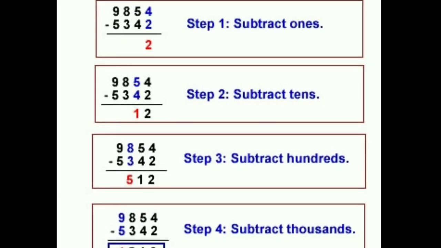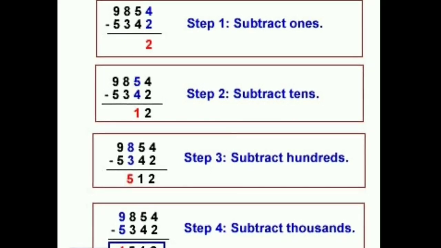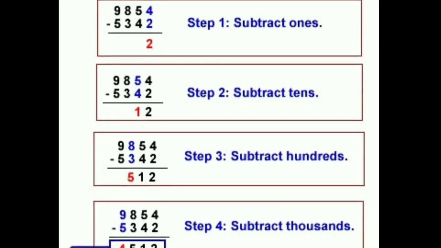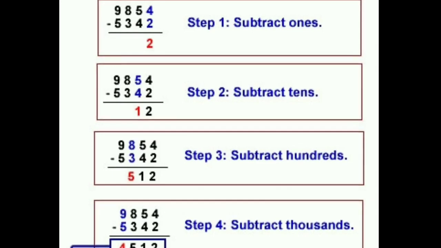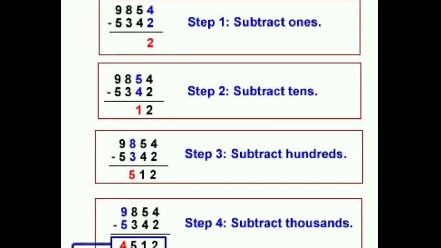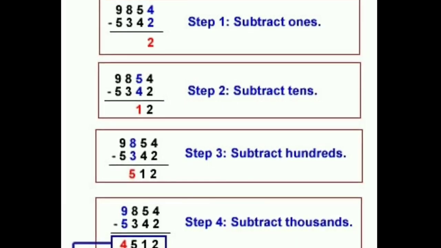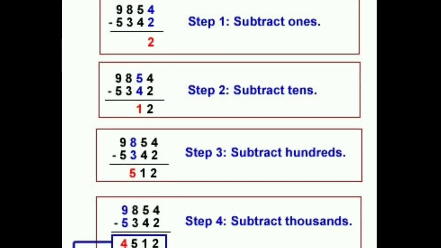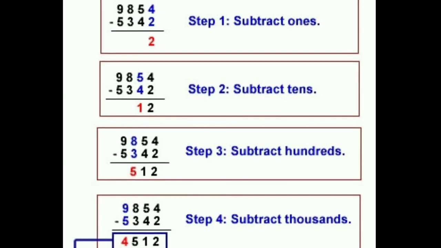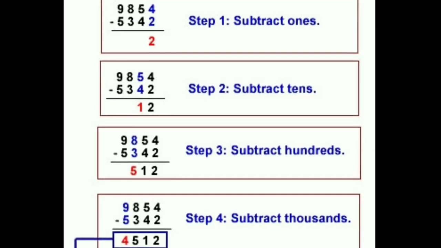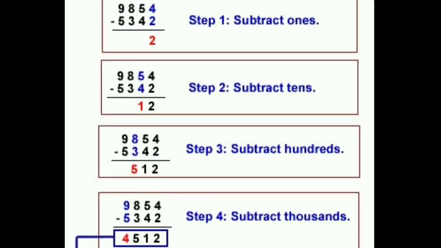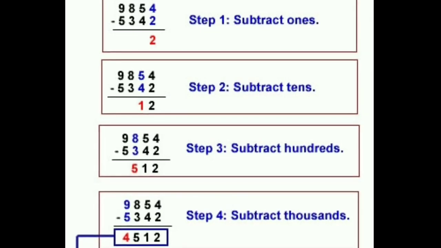After that, moving on further, you have to subtract in the hundreds place, that is 8 and 3. So 8 minus 3 is 5, and note down 5 in the hundreds column. And at last, you have to move on further and subtract in the thousands place, that is 9 minus 5 is equal to 4. So after the subtraction of 5342 from 9854, you get the answer as 4512. So this was the general example I have taken to show you how to carry out the subtraction.